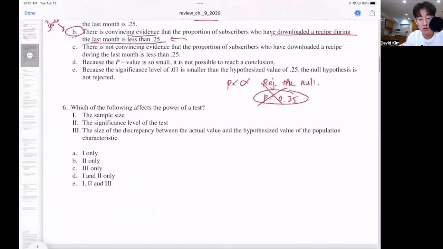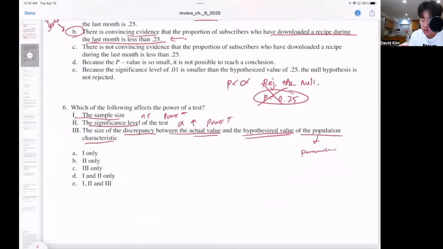Number 6, which of the following affects the power of a test? The sample size: as it grows bigger, your power goes up. The significance level of the test: if it goes up, then the power goes up. The size of the discrepancy between the actual value and the hypothesized value of the population characteristic. That's called a parameter. The hypothesized value of a characteristic is actually the value in the null, where we state the null to be certain things.